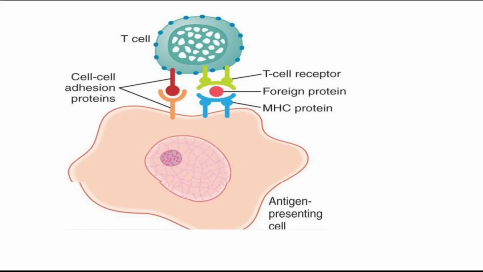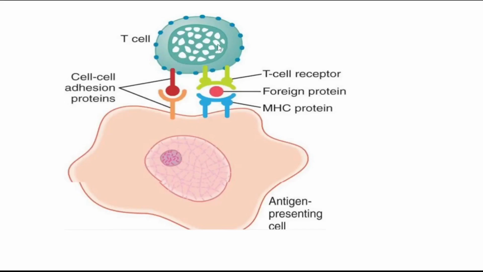So you can see this is the antigen presenting cell and this is the T cell. Okay, so this is the MHC protein. MHC protein has antigen attached to it. Here you can see the receptor on the T cell. So this receptor will bind to the antigen which is attached to the MHC protein. So this is one binding.